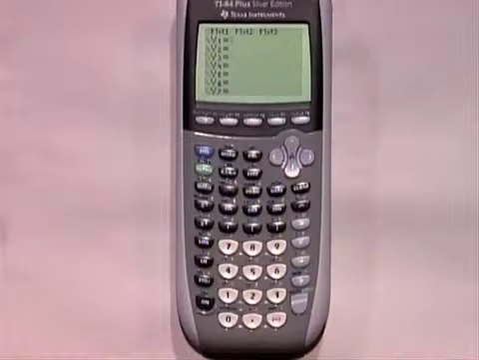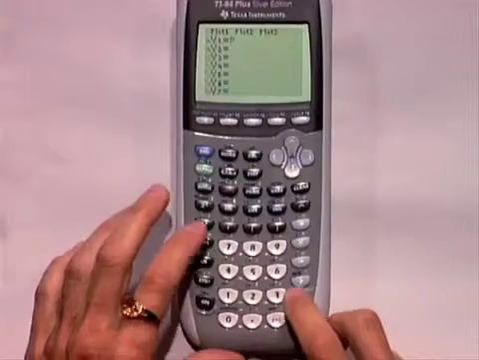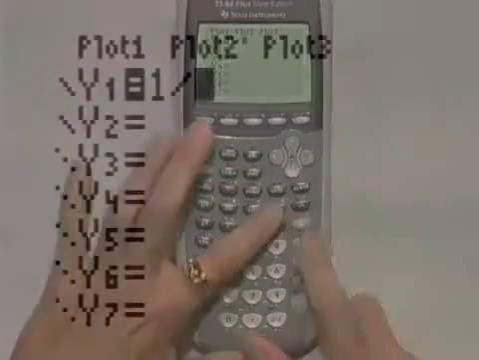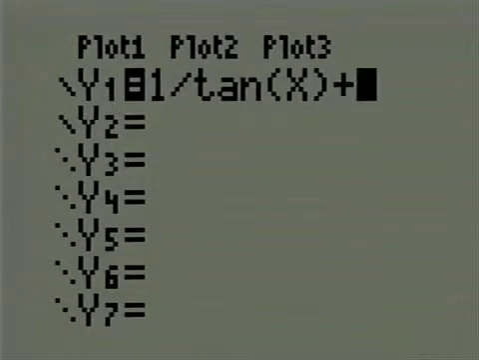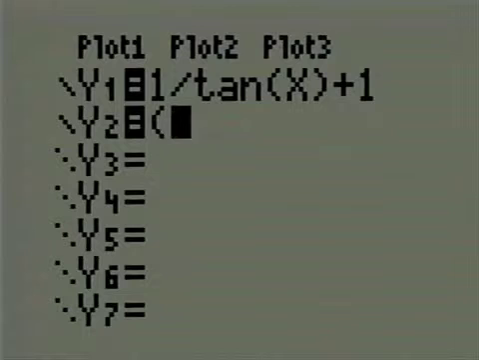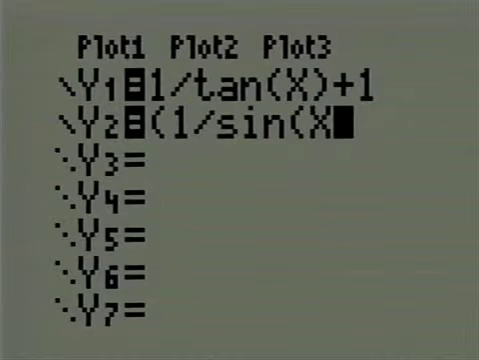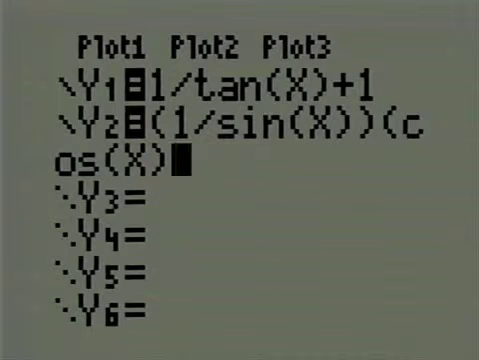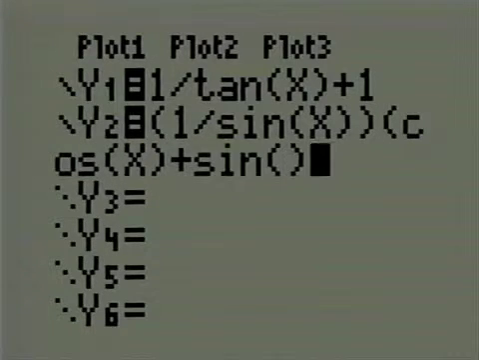Another way to verify an identity is to use a graphing calculator. So what we're going to do is go to our calculator. In y1 we're going to put the left-hand side, which is cotangent x plus 1. So we need to put 1 divided by tangent x plus 1. In y2 we'll put the right-hand side, which is cosecant, or 1 divided by sine. Now I'm going to put that in parentheses itself, times cosine x plus sine x, making sure I close all.